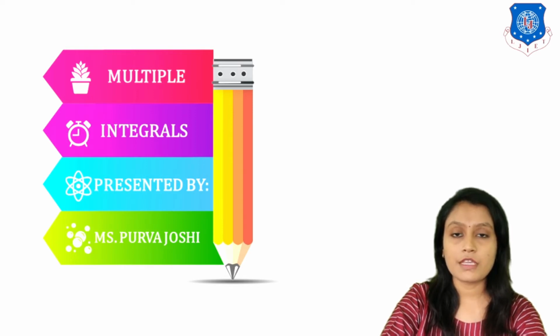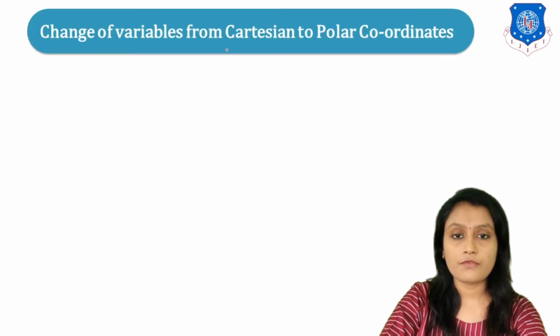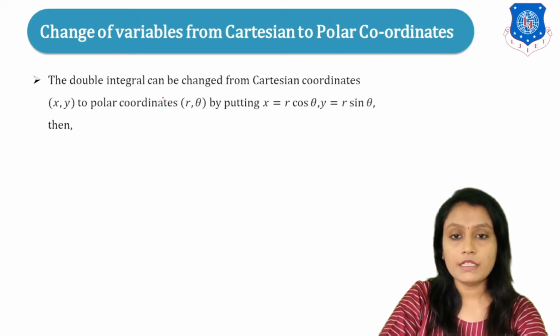Today we are going to study a few more topics of multiple integrals. So let's begin with the first topic, that is change of variable from Cartesian to polar coordinates. The double integral can be changed from Cartesian coordinates x, y to polar coordinates r, theta by putting x equals r cos theta and y equals r sin theta.